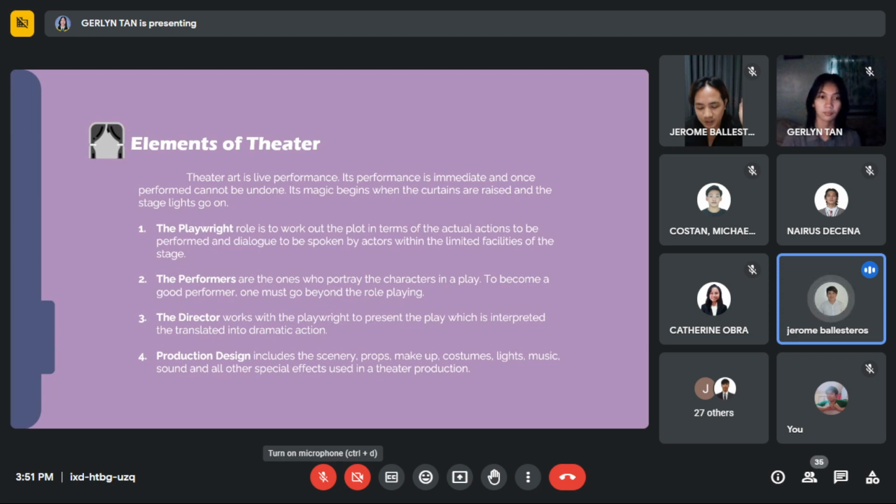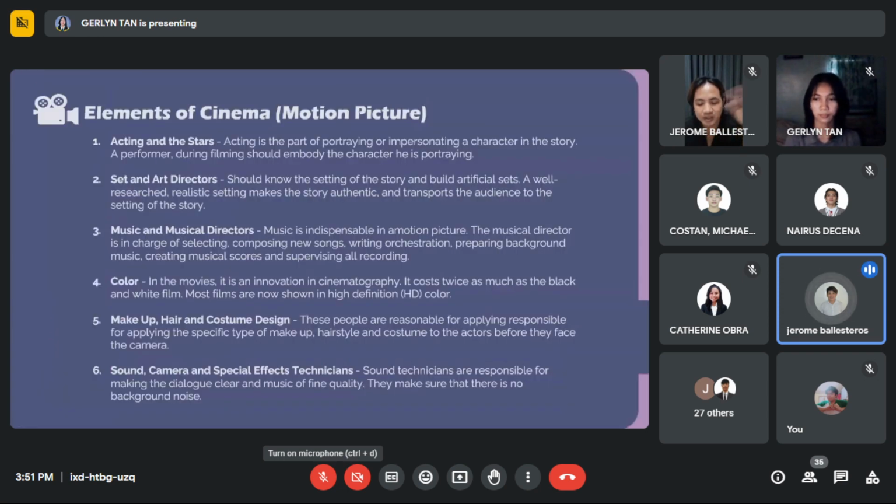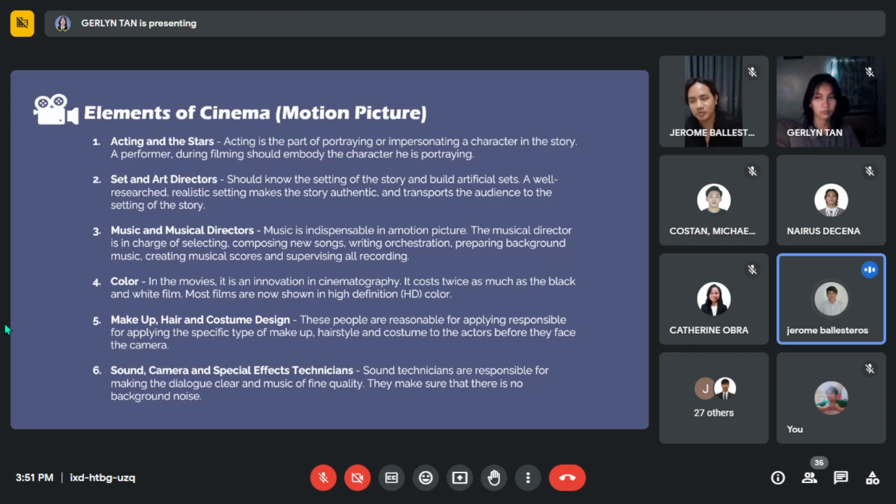Okay? Next, we have the elements of the cinema or the motion picture. We have there the acting and the star. Okay? Sino yung tao na yun that portray that certain character? Siya rin yung nag-a-act. That's what we call the acting and the star. Okay? Like, for example na lang, Coco Martin. Coco Martin is a star and also can act. Okay? Next, set and art directors.